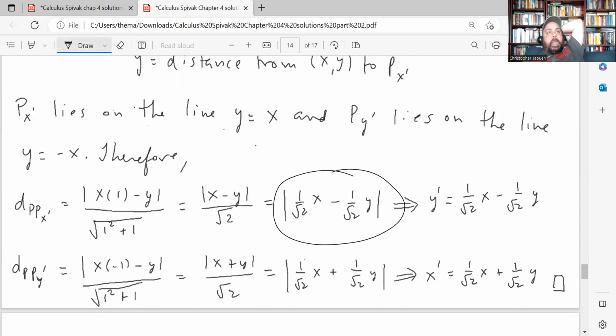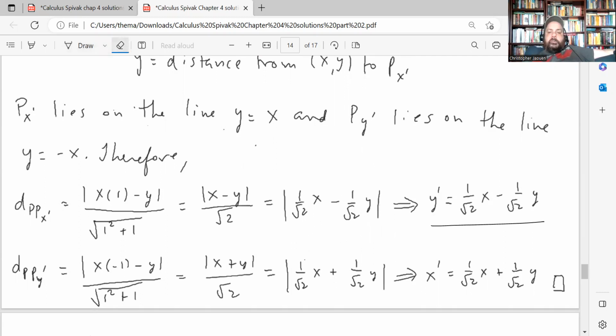Now this is the distance, not the coordinate. It's the magnitude of the coordinate. The coordinate itself can either be positive or negative for the new axes. So the sign of the coordinate is just whatever the sign is of the thing inside the absolute value. So that means that y prime has to be equal to this. All right. And then you do a similar thing for the other distance.